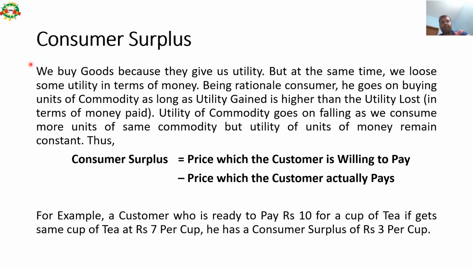So the utility of the commodity goes on falling as we consume more and more units, but the utility of units of money remains constant.